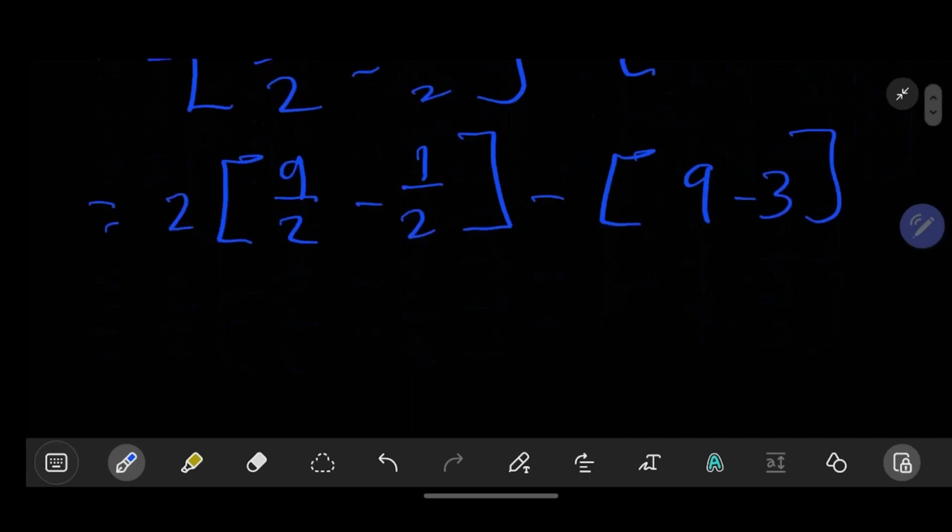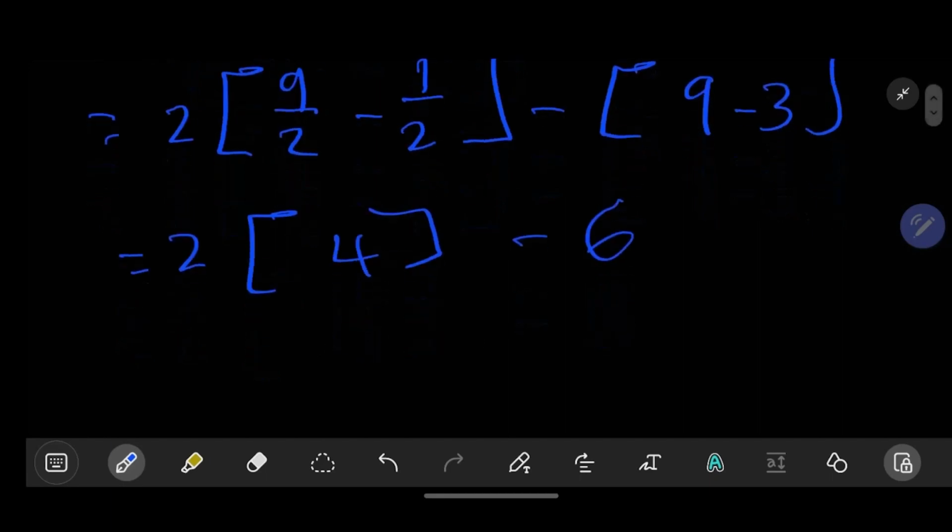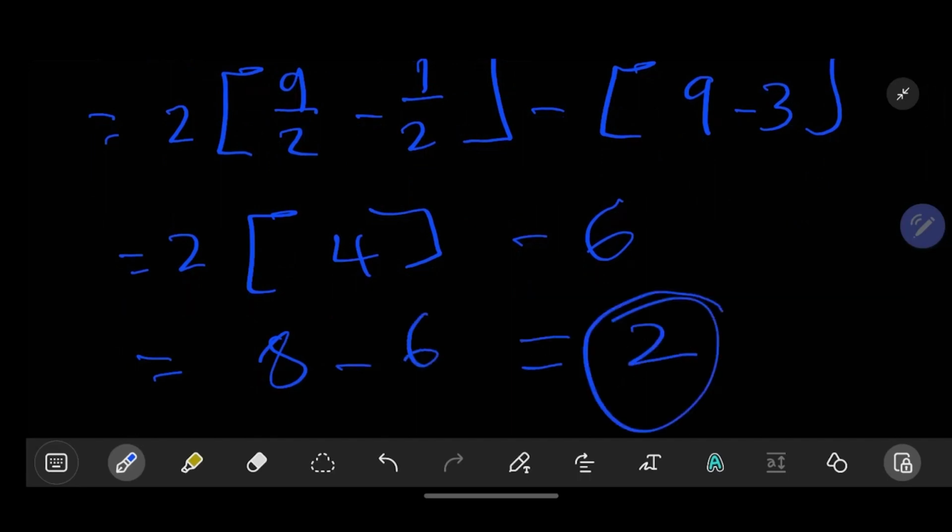So we're going to get here, this is basically 2 into 4, because it's 8 by 2, which is 4, minus 6. So our final answer is basically 8 minus 6, which is equal to 2. Once again, we got a number. Okay, so that's an example where we have a bit of a polynomial in here.